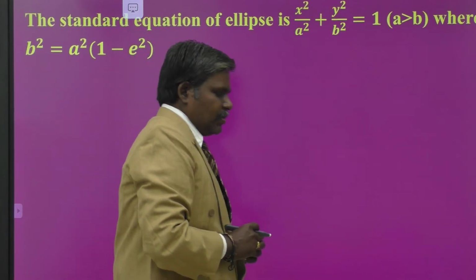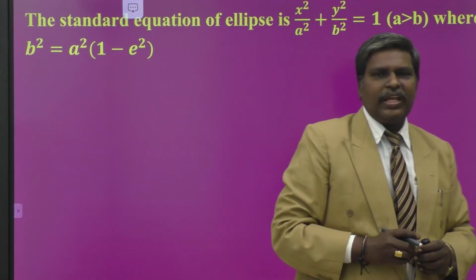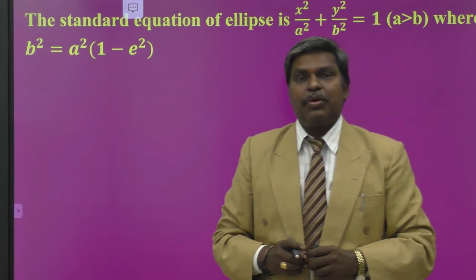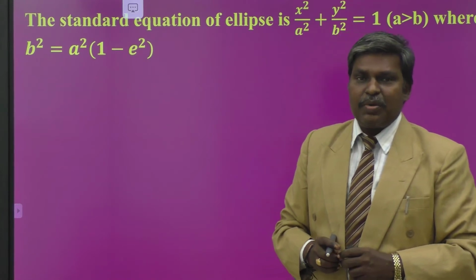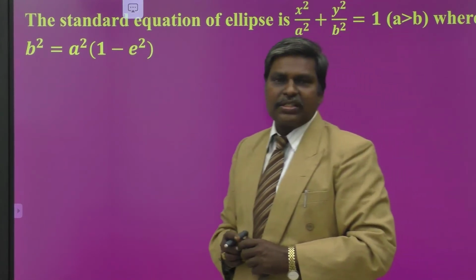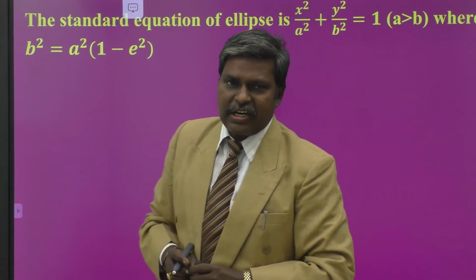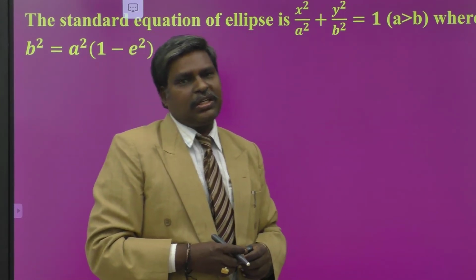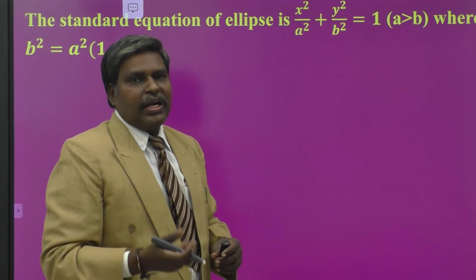Now let us derive the standard equation of ellipse. Already we derived the standard equation of parabola. What is the standard equation of parabola? y square equals 4ax. Why do we need to derive the standard forms? From the standard forms itself we get so many properties of that curve, and we can develop the subject.